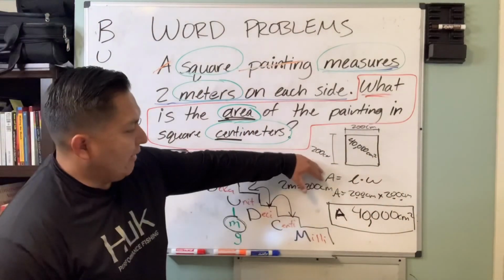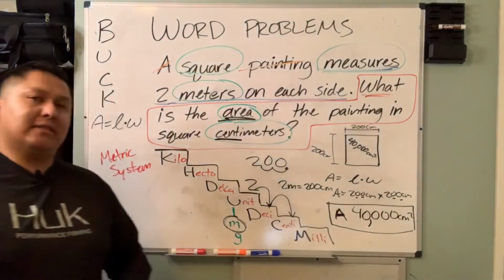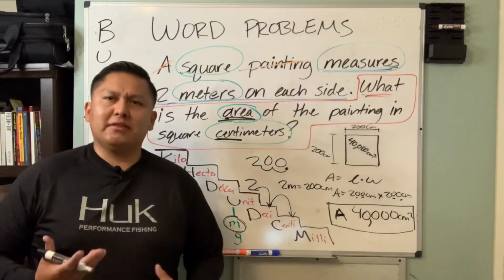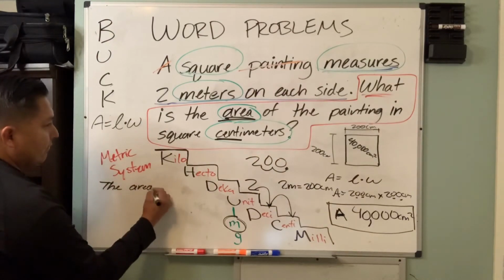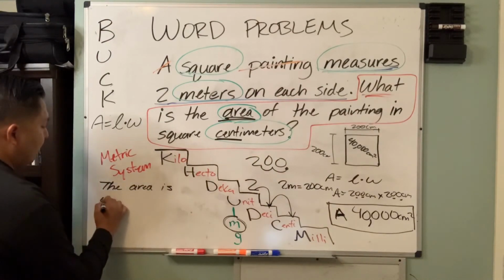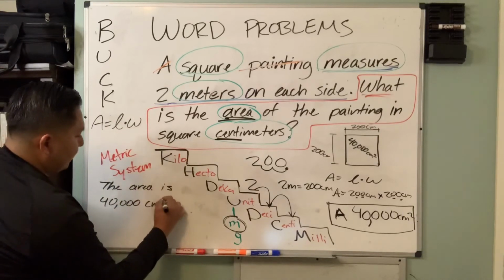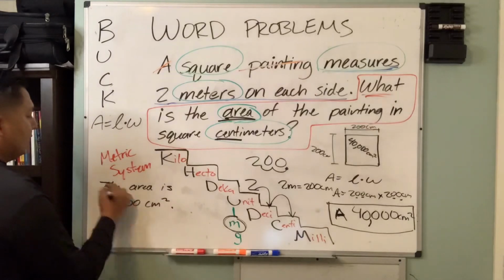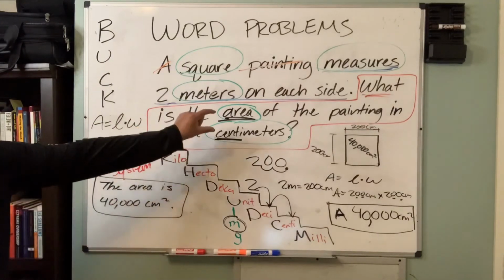And lastly, students, notice that I have a box around my final answer. I need you guys to start doing that. But also, you were asked a question. The area is 40,000 centimeters or square centimeters. All right, so don't forget to answer that question.